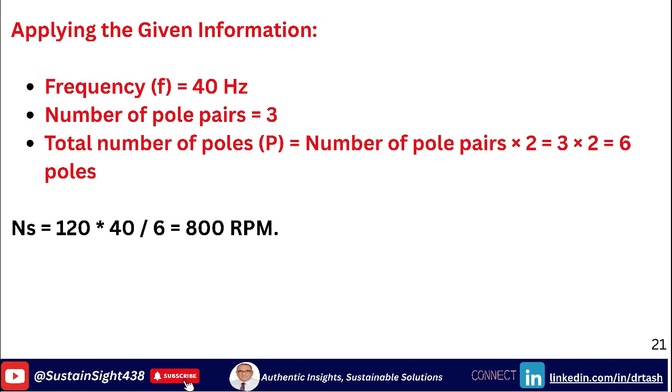The actual speed of an induction motor will always be slightly less than this synchronous speed when it's under load, due to slip, but the synchronous speed sets the upper limit determined by the power supply and the motor's design.